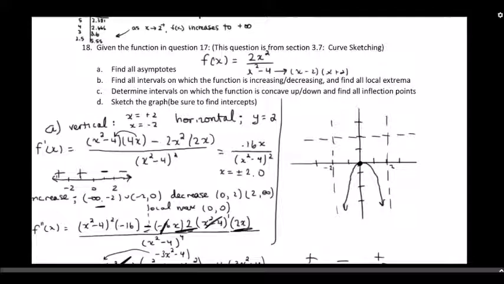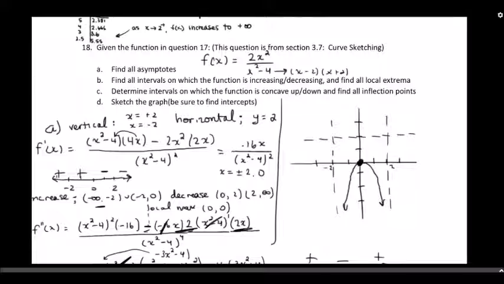X-intercepts occur when y equals 0. Well, another name for y is f of x. So f of x is going to equal 0. Remember, when you have a rational function, the function only equals 0 when the numerator is equal to 0. So the only x-intercept we're going to have is also x equals 0. So this is the only x-intercept. Okay.